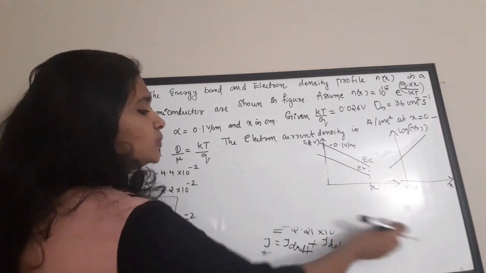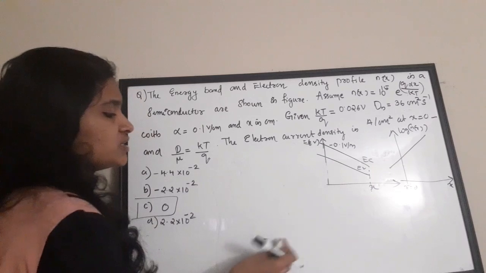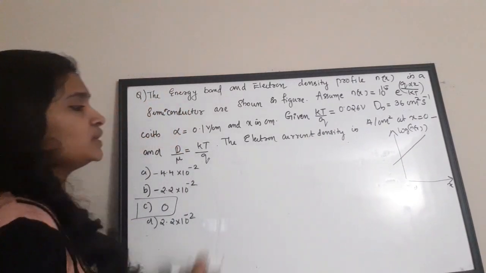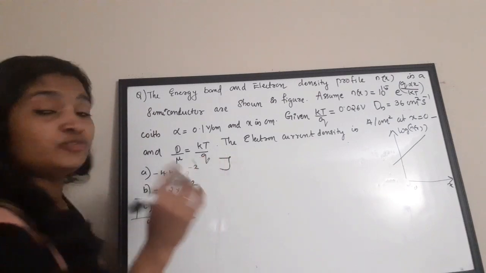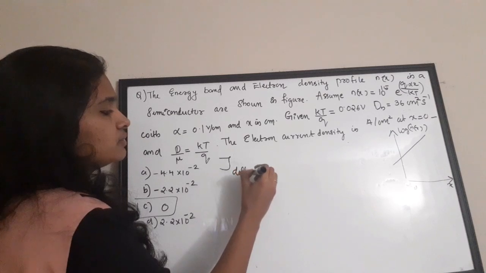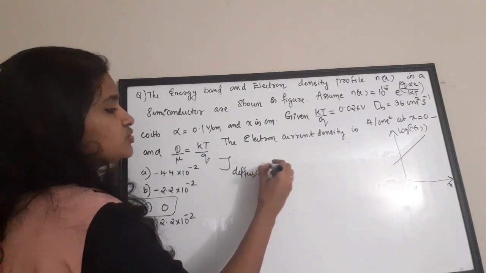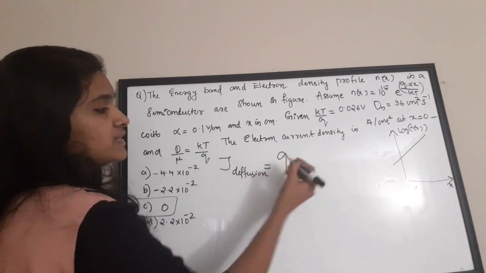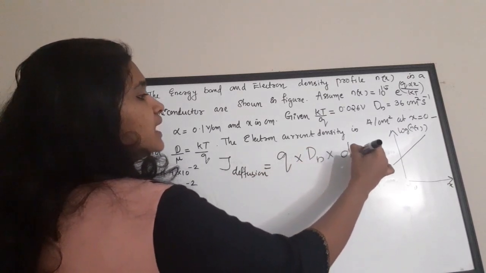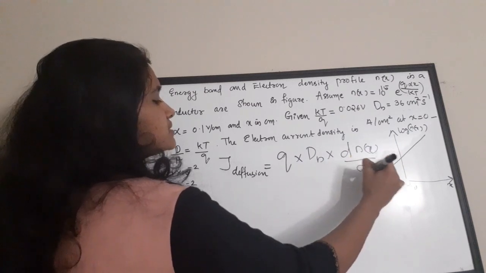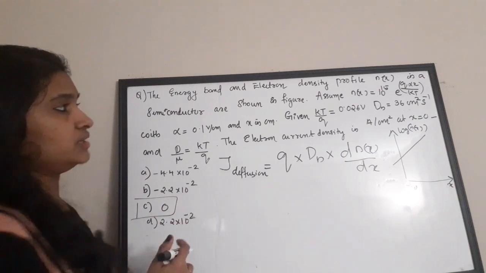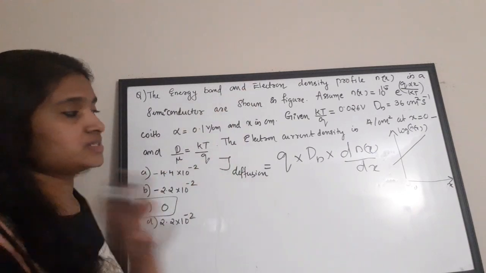I'll write the equations for drift and diffusion current density once again, just for you to note down. The equation for finding the diffusion current density: J diffusion is equal to Q into the diffusion constant into dn(x)/dx, where n(x) is your electron density profile. That will be given in your question, don't worry.